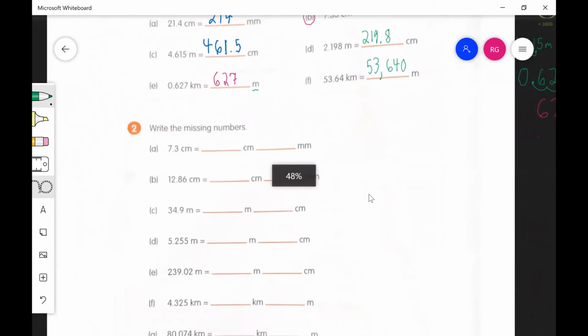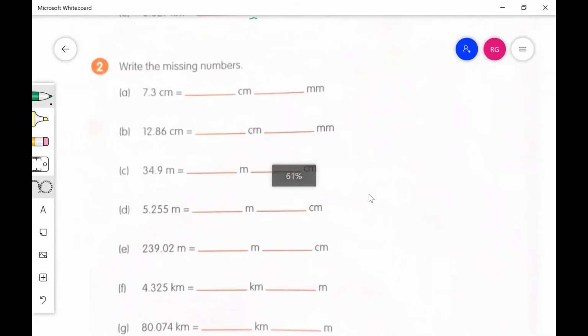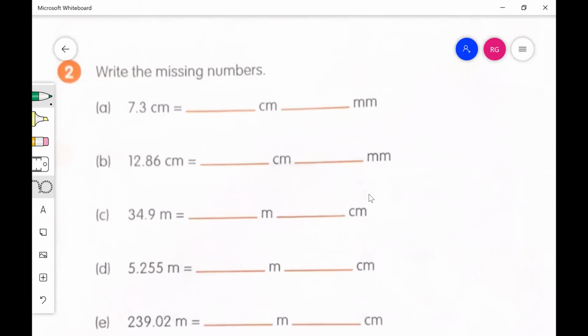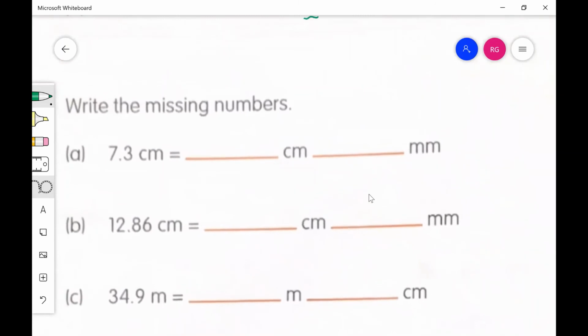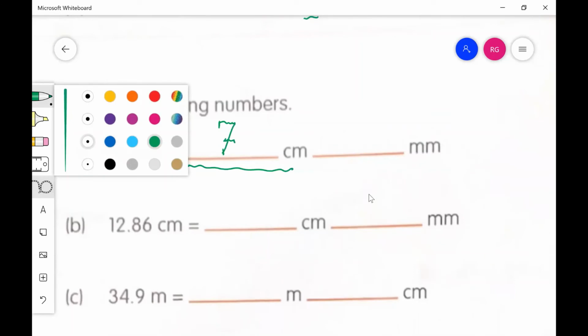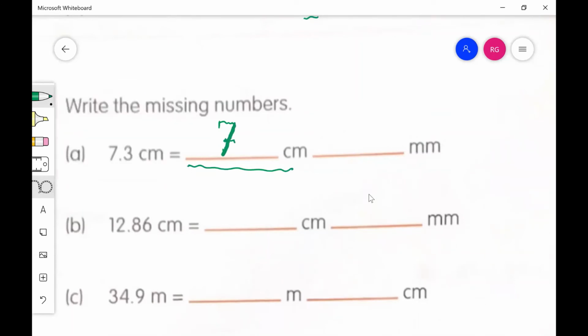And then the next one, we're going to go through this list hopefully quickly. We're going to break these up into centimeters and millimeters. Do you guys have these? You ready? All right, tell me what goes in the first blank here. 7.3 centimeters equals how many centimeters? What goes there? 7. Yes, and then in the next blank, how many millimeters? 3. 3, thank you.